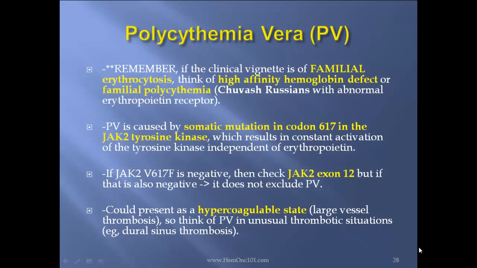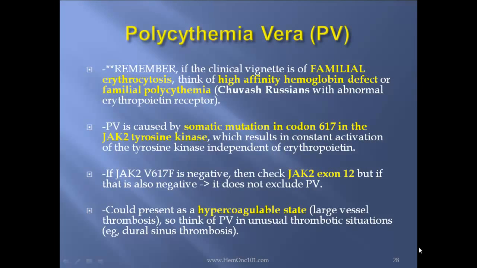Remember, if the clinical vignette is of a familial erythrocytosis, think of a high-affinity hemoglobin defect or familial polycythemia, such as in Russians with abnormal erythropoietin receptor. PV is caused by the somatic mutation in codon 617 in the JAK2 tyrosine kinase, which results in constant activation of tyrosine kinase independent of erythropoietin. If JAK2 V617F is negative, then check JAK2 exon 12 mutation. But if that's also negative, it does not exclude PV.